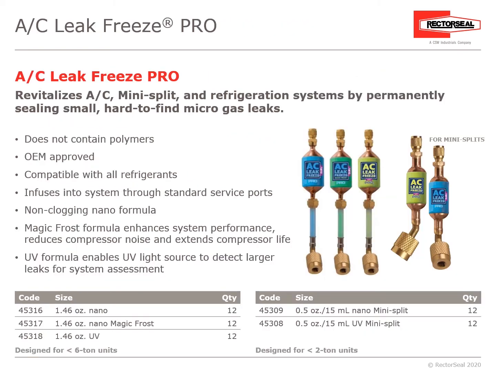AC Leak Freeze Pro revitalizes air conditioning, mini split, and refrigeration systems by permanently sealing small, hard-to-find micro gas leaks. It does not contain polymers. It is OEM approved, compatible with all refrigerants, infuses into the system through standard service ports. It has a non-clogging nano formula. And to expand on that, it does not react with any moisture or air that may exist within the system.